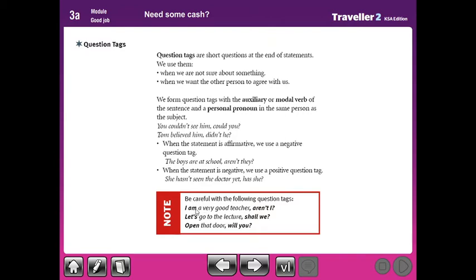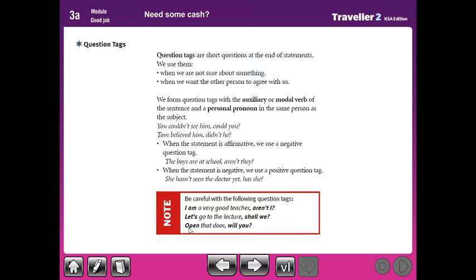Here we have a note. Be careful with the following question tags. If the statement begins with I am, we can't say amn't I. It is wrong. We write aren't I. It is a special case. I am changes to aren't I. If we make a suggestion with let's, we write shall we. Let's changes to shall we.